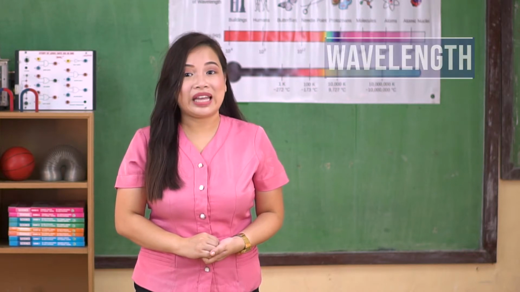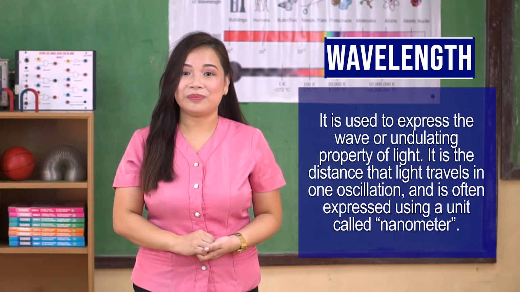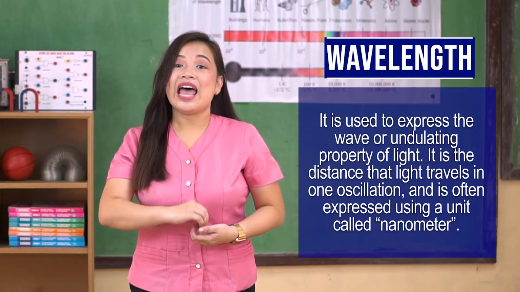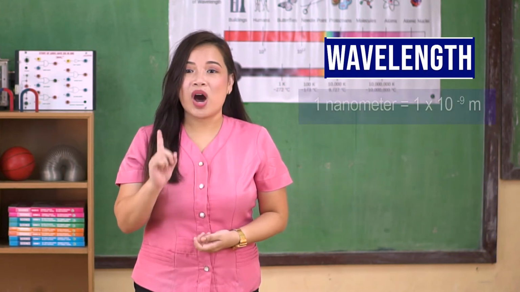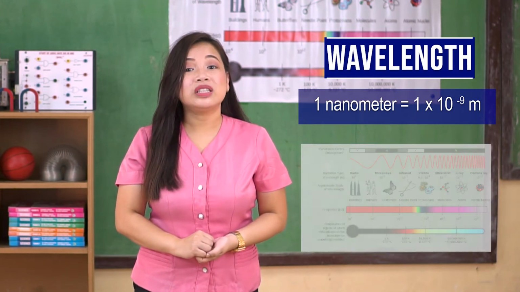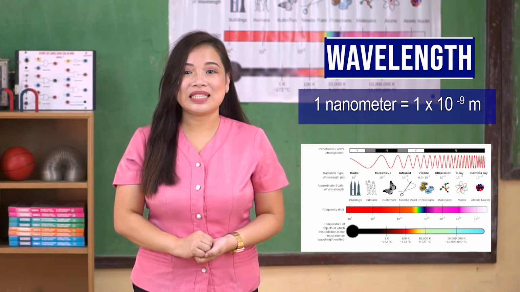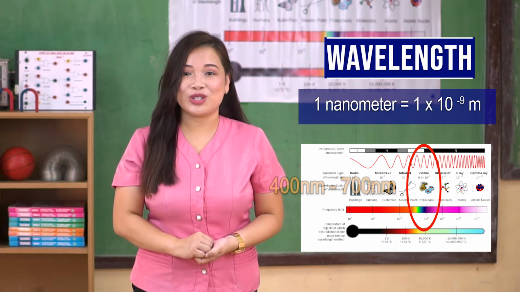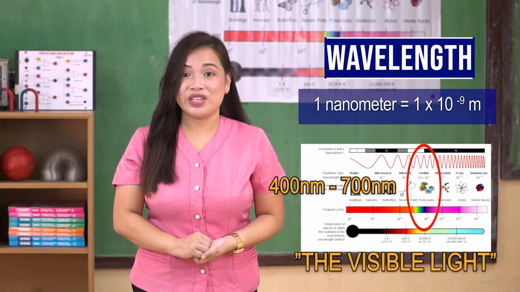The word wavelength is used to express the wave or undulating property of light. It is the distance that light travels in one oscillation and is often expressed using a unit called nanometer. 1 nanometer is equal to 1 billionth of a meter. Among the different waves in the electromagnetic spectrum, our eyes can only see light that has a wavelength between approximately 400 to 700 nanometers. This range is called the visible light.